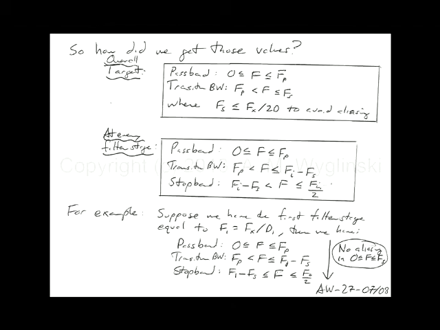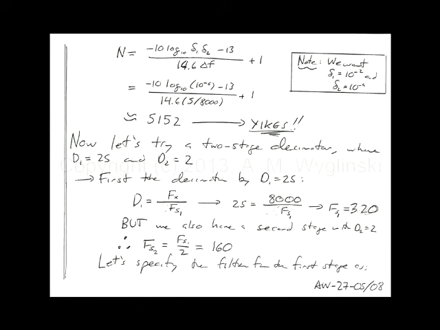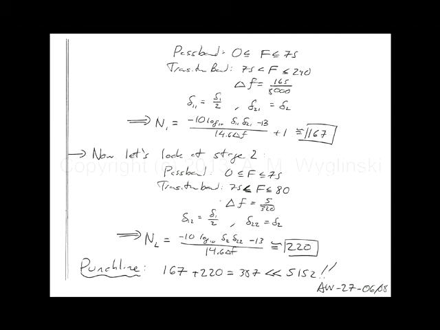So that's the punchline. And again, you might wonder, where the heck do we get those numbers? So I kind of gloss over it. I wanted to get to the punchline so badly that I left out the details. The devil's always in the details. So let's say we look at the first stage. In the first stage, we're downsampling by 25. Okay? So let's specify the filter. And then we know that the new sampling rate will become 320. And then the second stage will be a downsampler of 2.